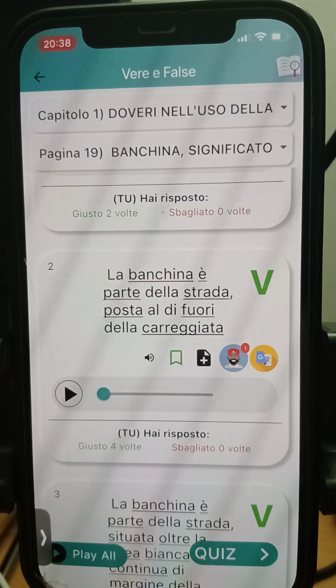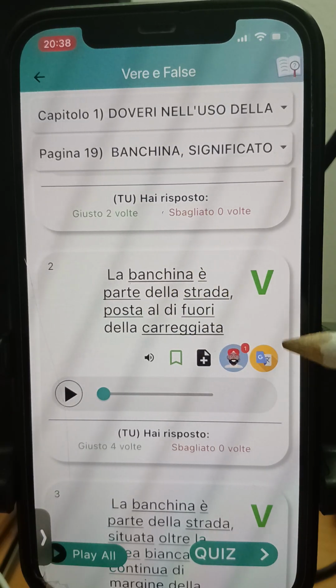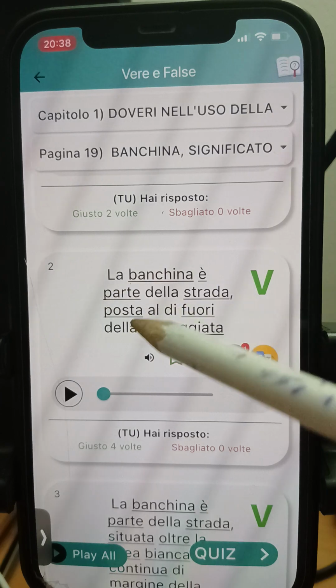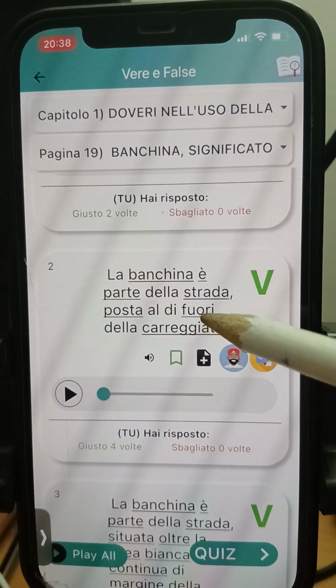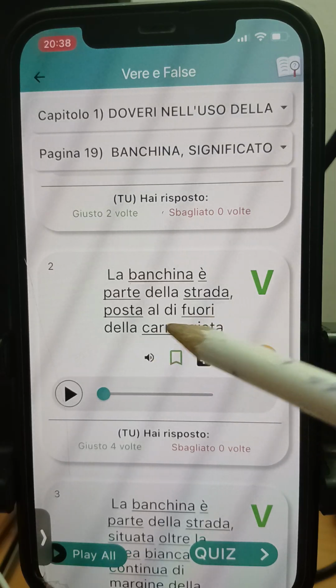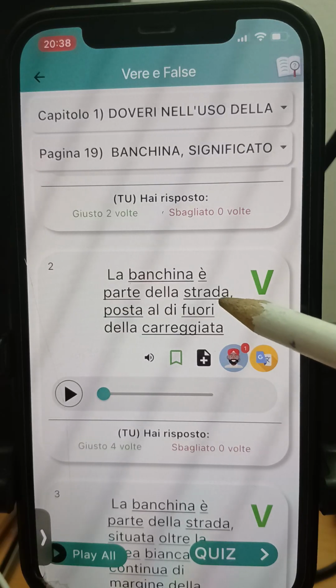La banchina è parte della strada. Banchina is part of the road. Strada is road. Okay? Is part of the road. Fuori means outside the carriageway. Parte della strada, it is part of the road, okay?